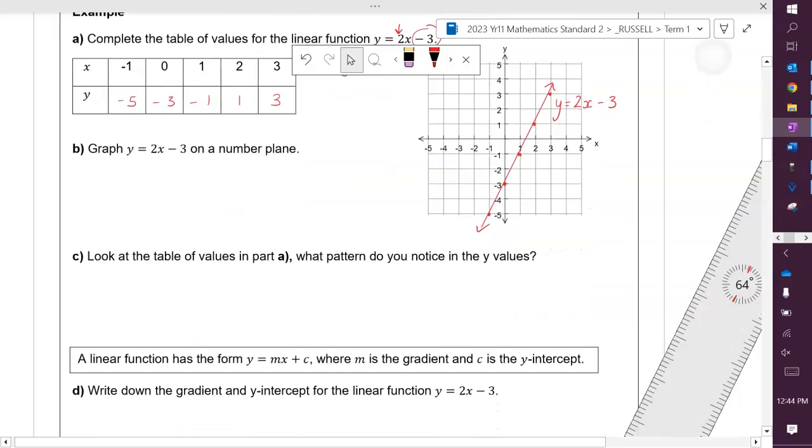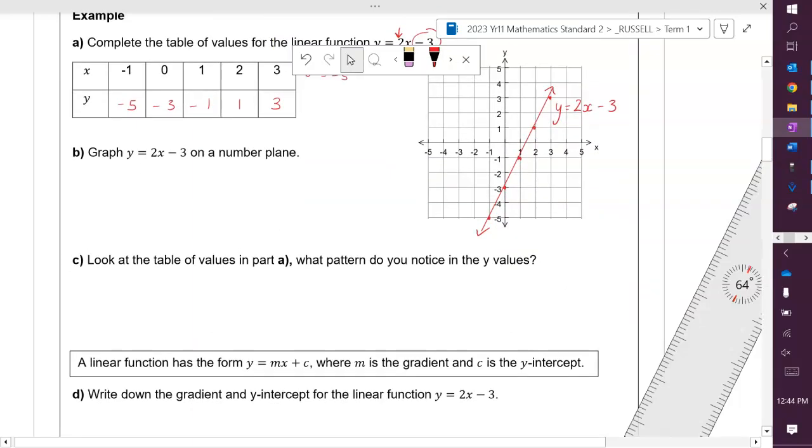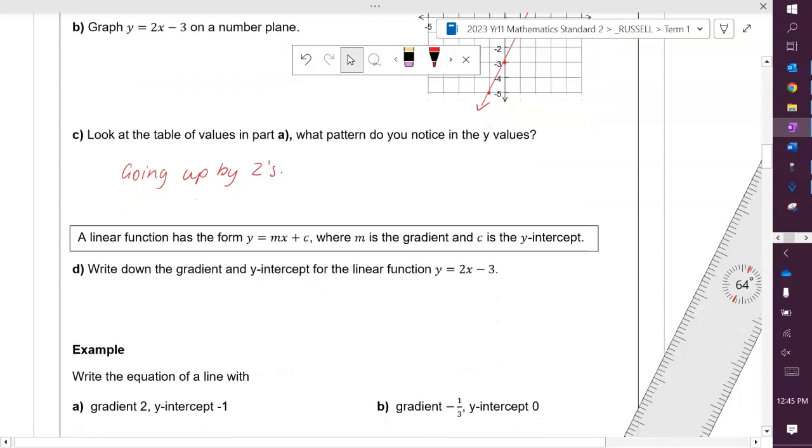That's part B, and then the last part says look at the table of values and what's the pattern that you notice. We've already spoken about this, and we saw that it was going up by 2's. Going up by 2's is the pattern that we can see.